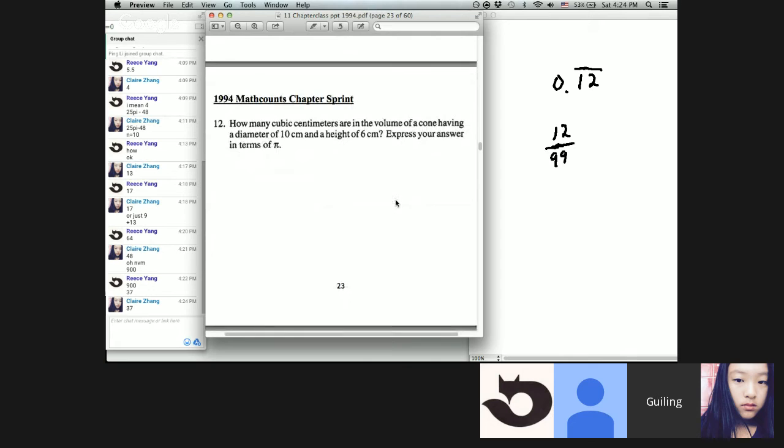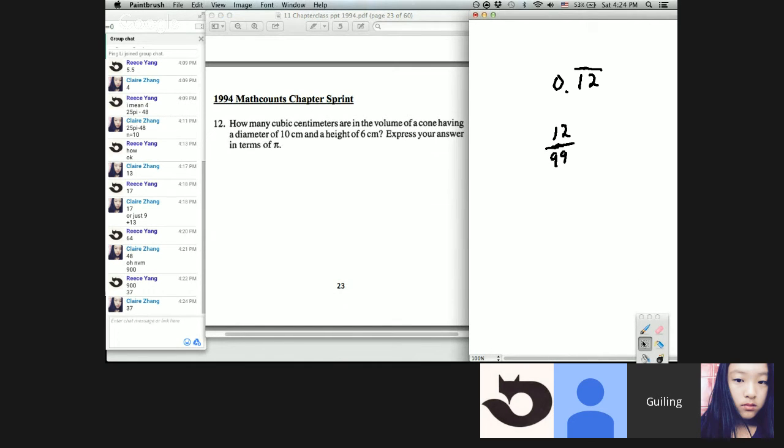Okay, how many cubic centimeters are in the volume of a cone having diameter of 10 and height of 6? This one's just know the formula and then plug.